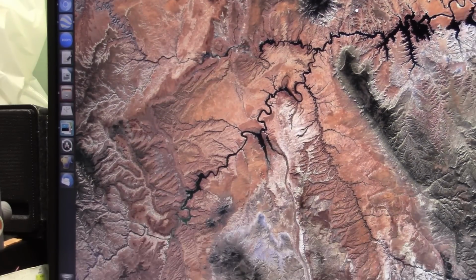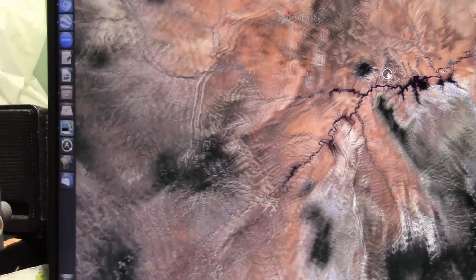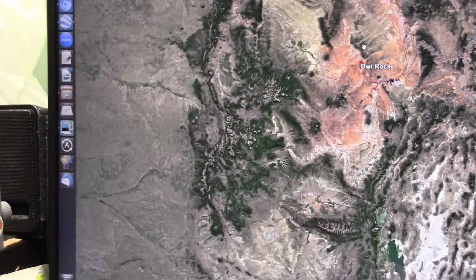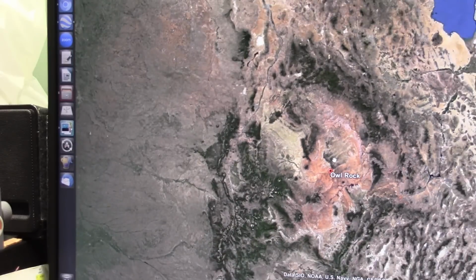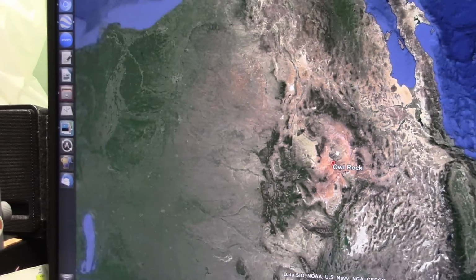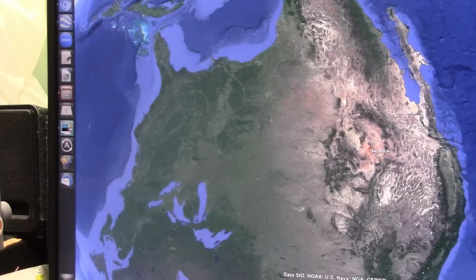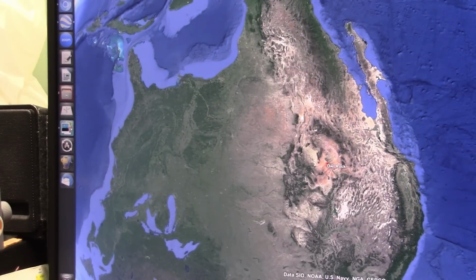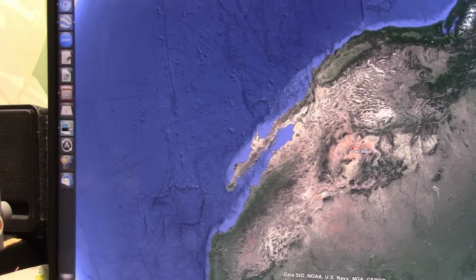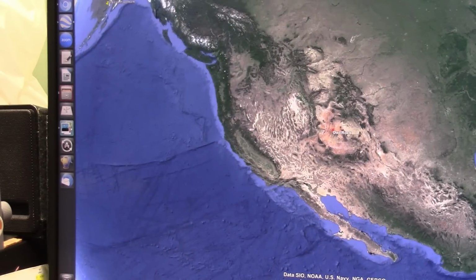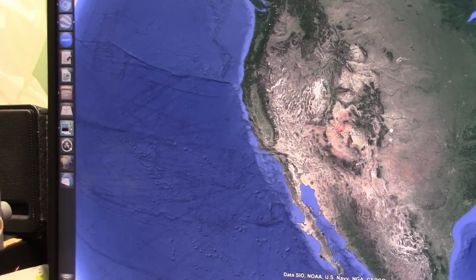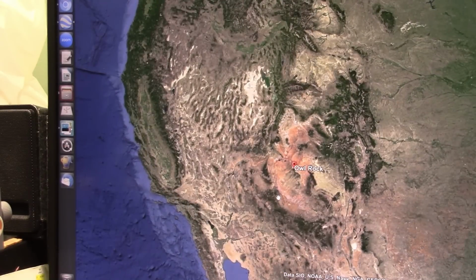Now, this is out in, I forget where it is, but it's Owl Rock. I think it's in Arizona. All right, look at the size of this thing. That is a heart. If you think it's not a heart, well, good for you. I think it's a heart. And this is the United States. That's the size of it. So I would say that was the heart of America.